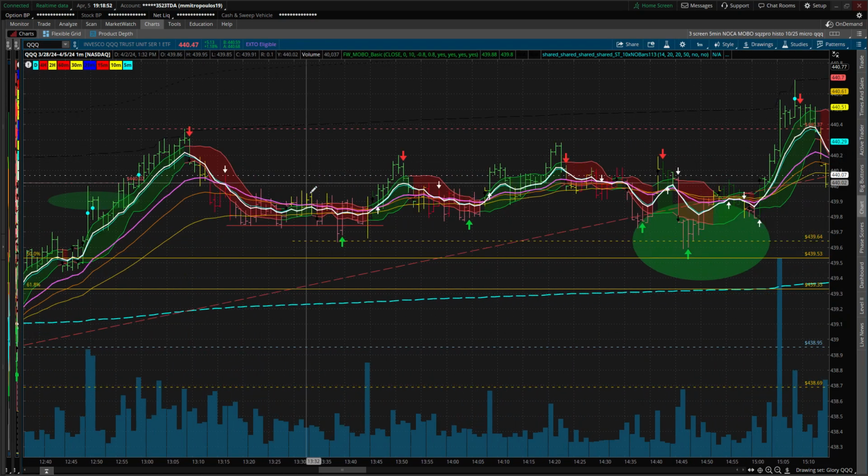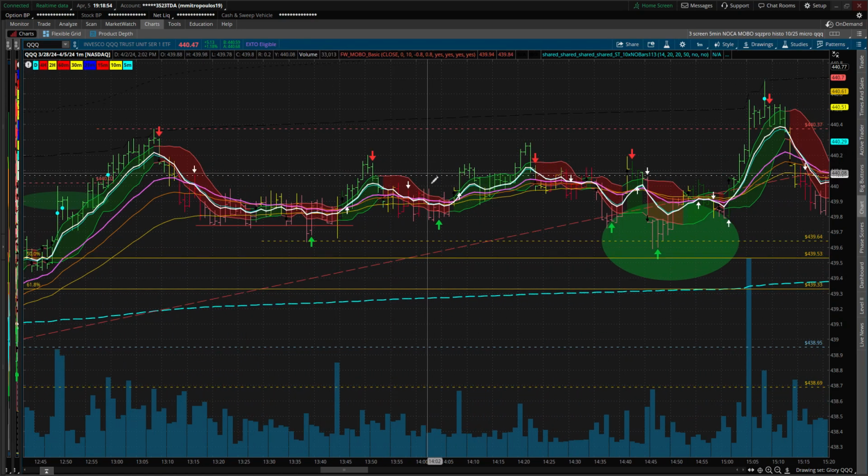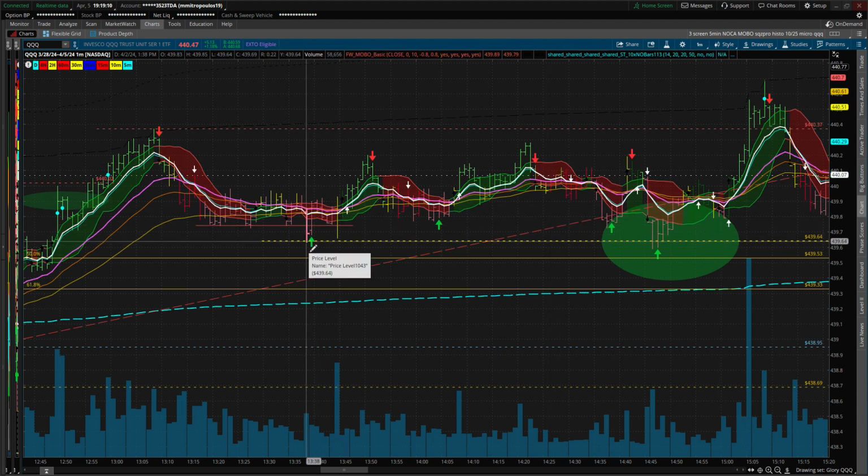Okay. Here we go. Yeah, this was the best trade I had that day. All right, so we get to this 443.7. We form this high here, and then we chop. So we form this low at 439.64.